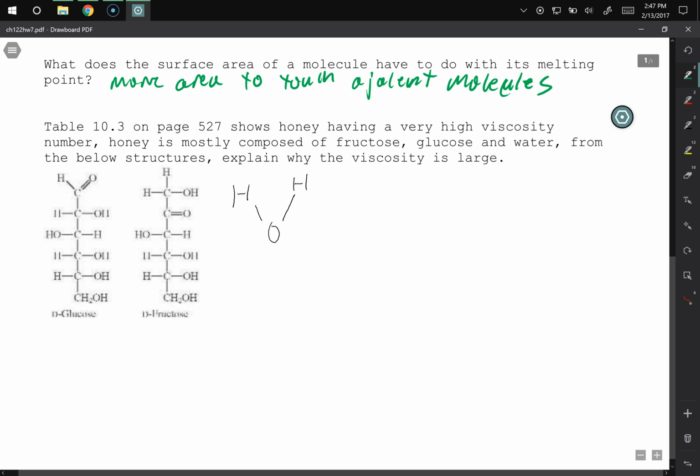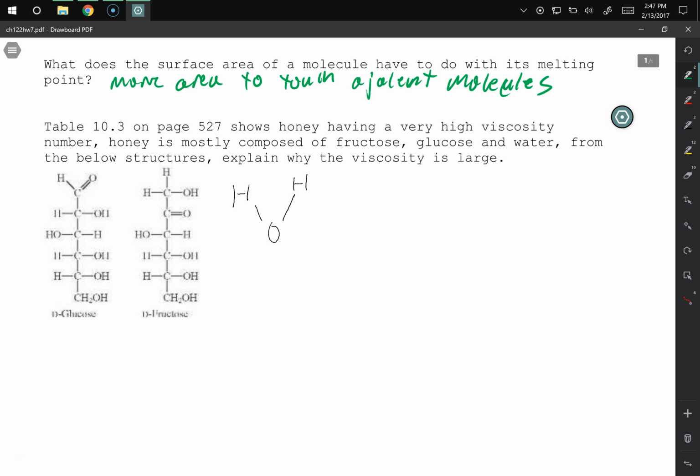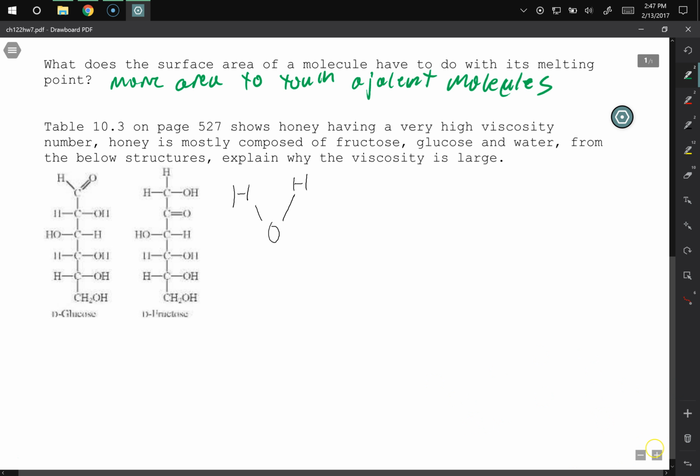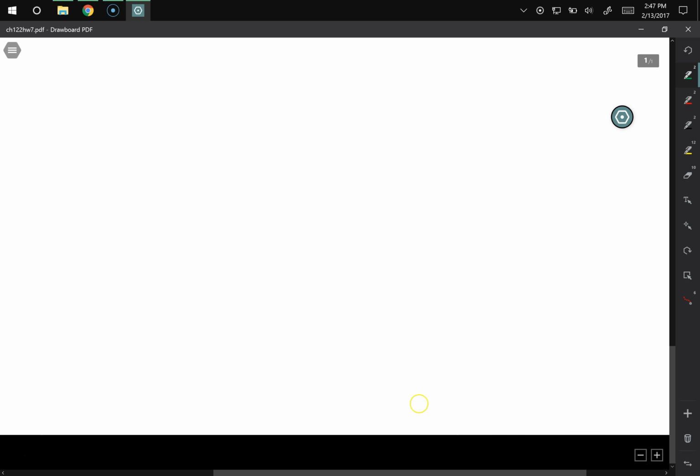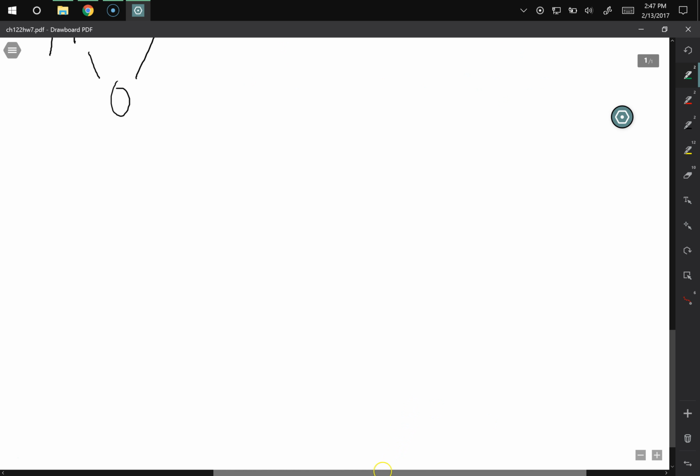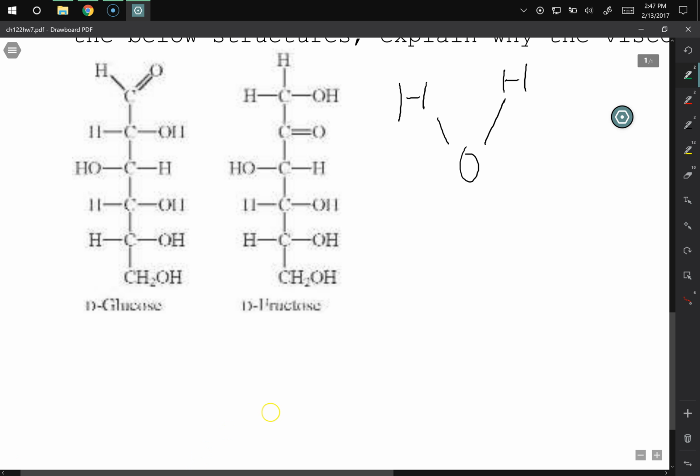All right, so this shows honey having a very high viscosity number. Honey is mostly composed of fructose, glucose, and water. From the structures below, explain why the viscosity is so high. Say again? There's a lot of opportunity for hydrogen bonding. I like that. So, what opportunities do I have for that?